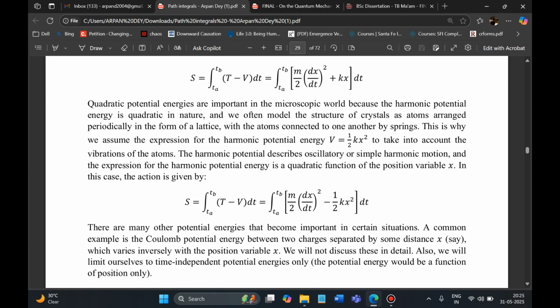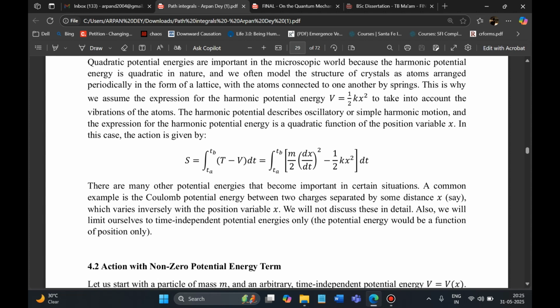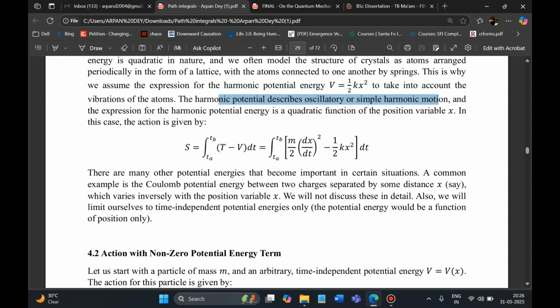And why is this important even in quantum mechanics? Not only quantum mechanics, in solid state physics as well, because we often model the structure of crystals as atoms arranged periodically in the form of a lattice, with the atoms connected to one another by springs. So this is why quadratic potentials are also very important. And it describes the oscillator as simple harmonic motion. It's quadratic because it's a function of x squared. So in this case, this will be the action, where in place of V we have half Kx squared.